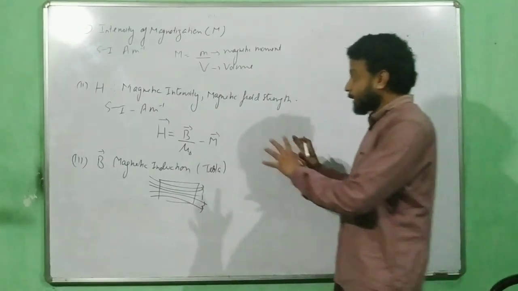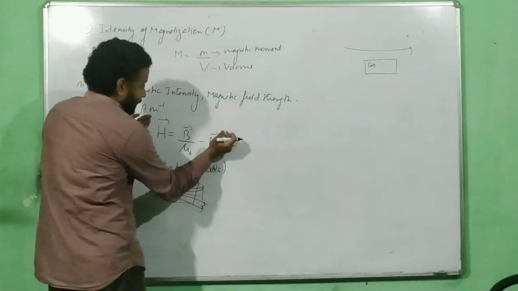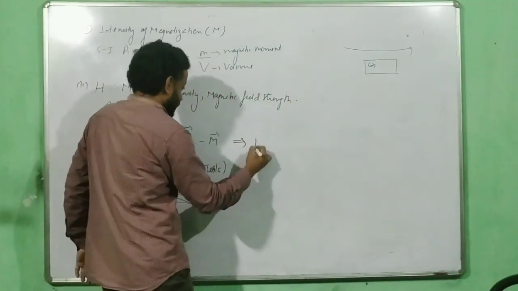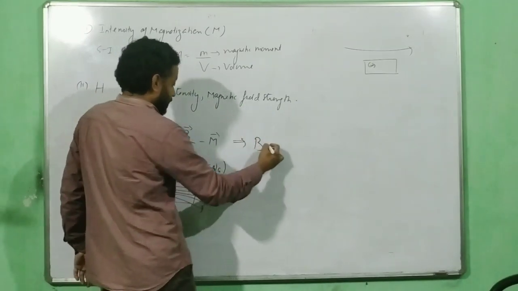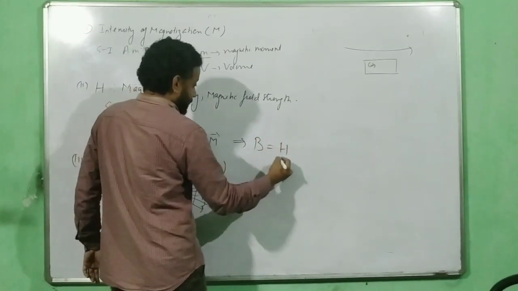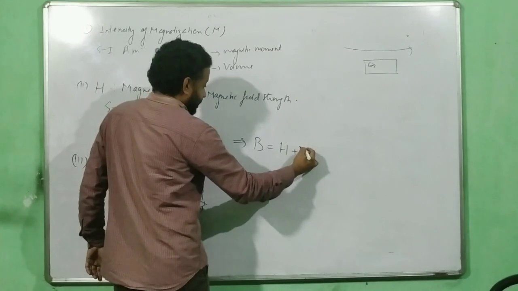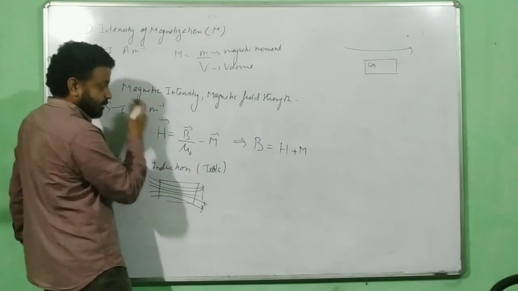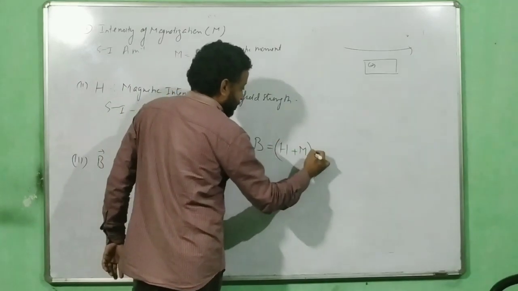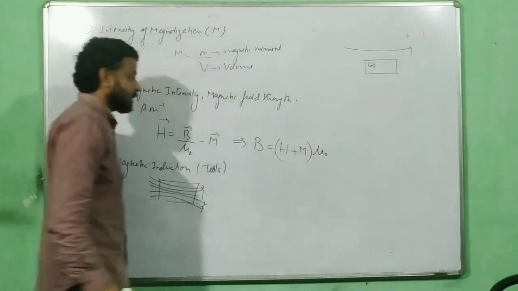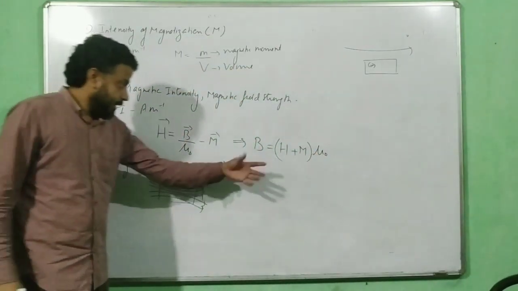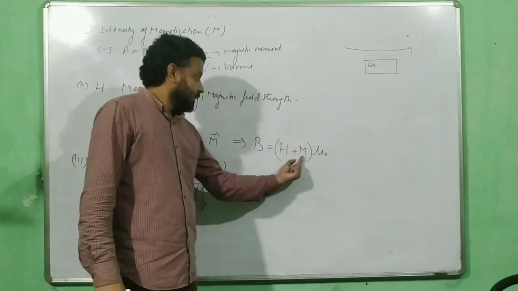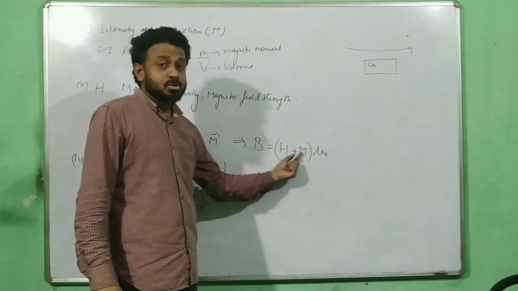Now try to understand this in this manner. B equals mu naught times H plus M. So take this M on this side, and multiply the mu naught part, and then multiply the mu naught part. Now look at here. What has happened here, and what is it going to give? This was the magnetic moment per unit volume.